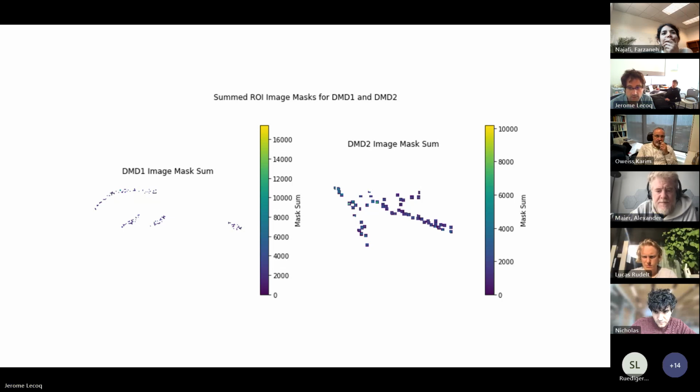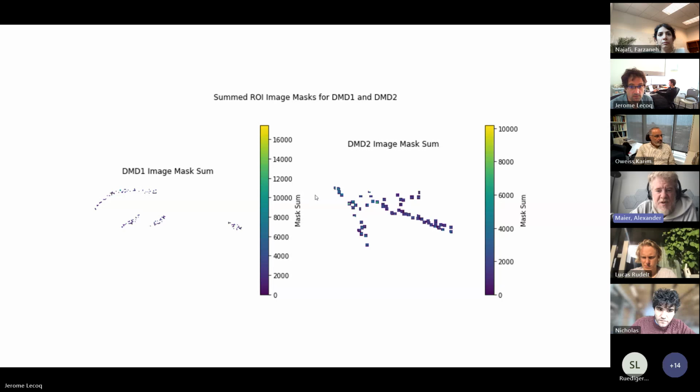Okay. I think, and then the sum of the mask. This is just the strength of the mask. It's just to position the ROI. Yeah, that's what Sarah had. So this is addressing some of Fazane's question.